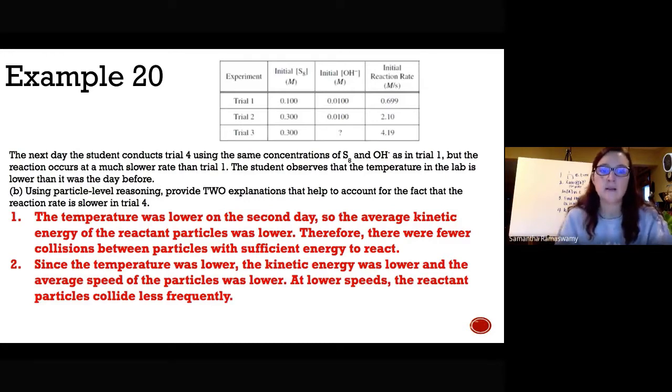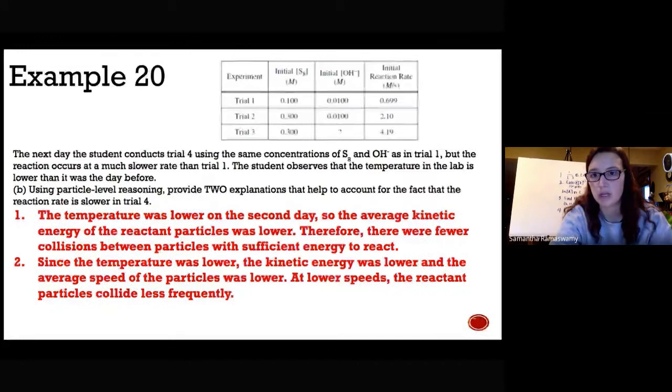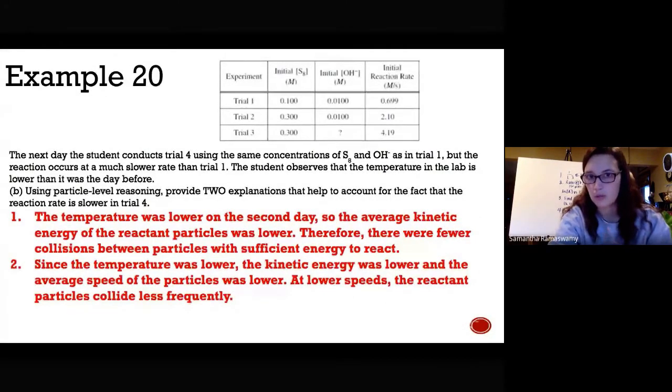Because if they have lower energy, that means that they're not going to hit that activation energy barrier in order to react. And then number 2, since the temperature was lower, the kinetic energy was lower, the average speed of the particles was lower. And so at lower speeds, the reactant particles collide less frequently. So really your 2 explanations is number 1, they don't have the energy needed to overcome activation energy. And number 2, they're colliding less frequently. So those are the 2 explanations that College Board was looking for. Any questions on examples 19 or 20?